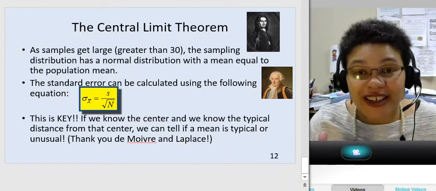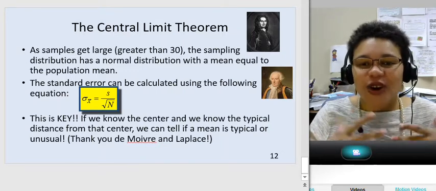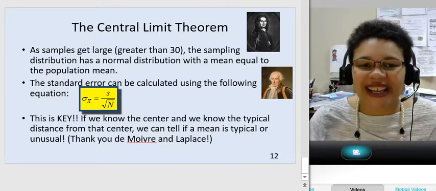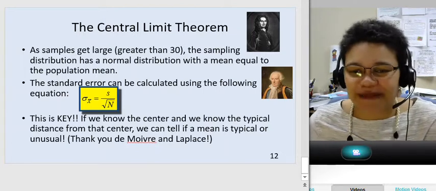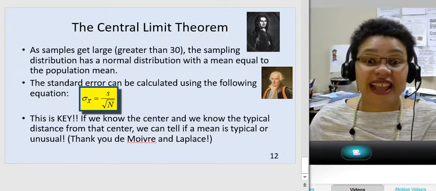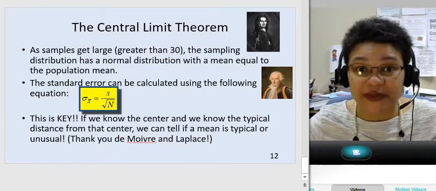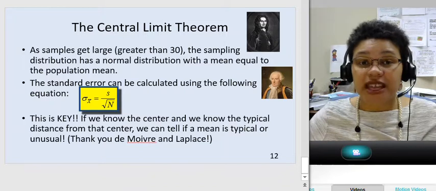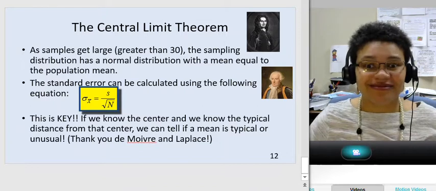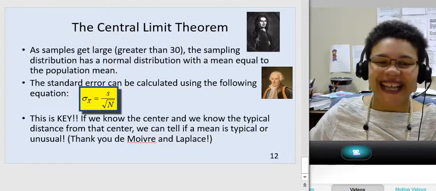And thank you, De Moivre and Laplace, for describing, publishing, exploring and proving the central limit theorem or some aspect of it. So that's it. Sampling distributions. They let us know the center and the typical distance from the center that a mean would have. And we'll find out more about why that's important in the next lesson. Okay. See you later.